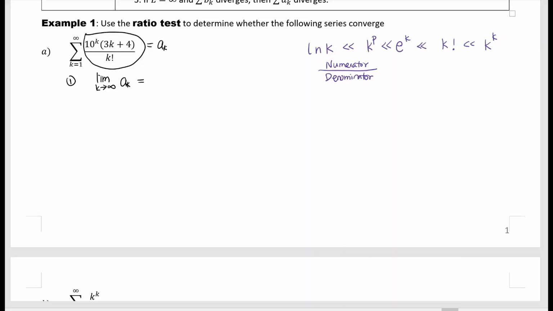Okay, so if the numerator grows faster, then the numerator over denominator will go to infinity. If the denominator grows faster, then you see your denominator getting bigger, so the limit is 0. So here you can see that because k factorial grows faster, the denominator grows faster, so the limit is 0. Okay, so that is how we think. That's the first step. If we get 0, then we go to the next steps.